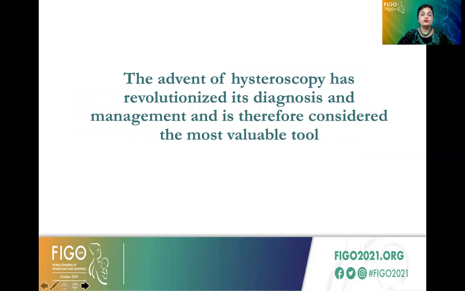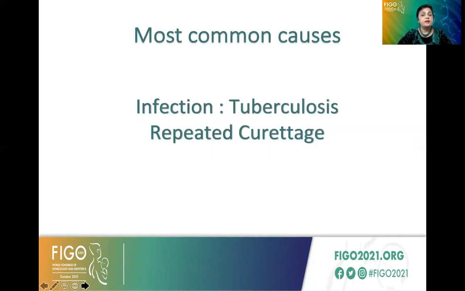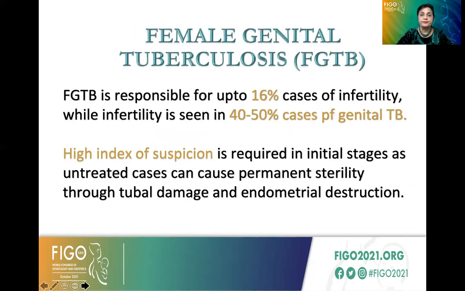The advent of hysteroscopy has revolutionized its diagnosis and management and is therefore considered the most valuable tool. The American Society has classified it with a scoring of mild, moderate, severe, depending upon the cavity involved, the type, and the menstrual pattern. The most common cause of Asherman is infection, especially in a country like India, tuberculous endometritis. Another common cause is repeated curettage causing damage to the basal endometrium.